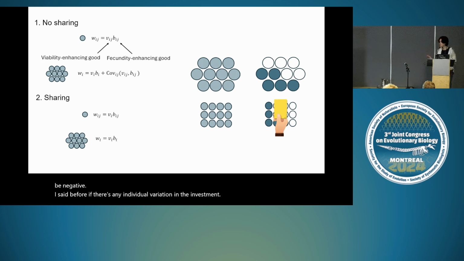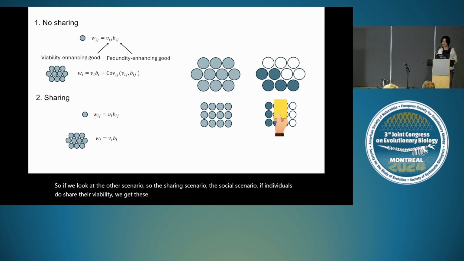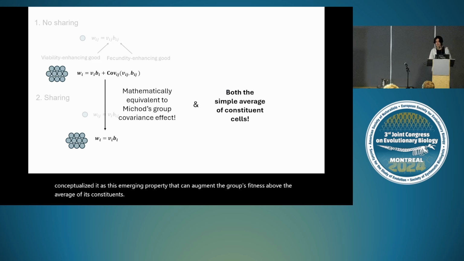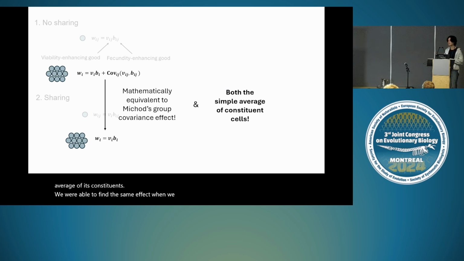So if we look at the other scenario, the sharing scenario, the social scenario, if individuals do share their viability, we get these expressions for individual and group fitness, which are quite similar to the above expressions, but crucially, we see a lifting of that penalty for individual variation in a group given by that covariance term. And this loss of fitness penalty exactly recovers Michaud's covariance effect. And while he conceptualized it as an emergent property that can augment a group's fitness above the average of its constituents, we were able to find the same effect when we defined it precisely as that of the average.